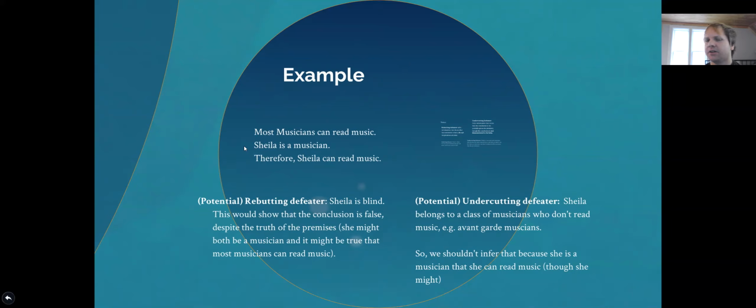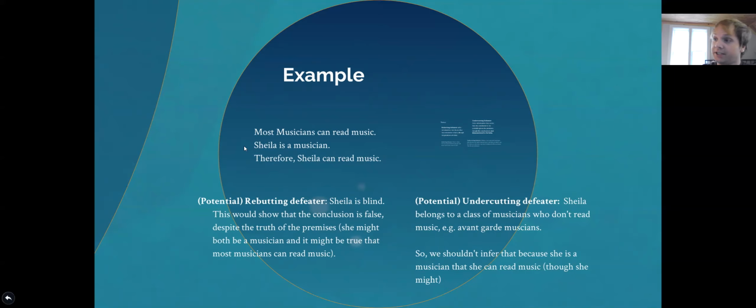Let's suppose, for example, that Sheila's an avant-garde musician, somebody who might value just improvisational music, right? They don't think they should be bound to notes on a page. Instead, they're perfectly comfortable with the idea that they should be able to improvise everything, and so don't require sheet music to perform their work. And so some avant-garde musicians may not engage in the act of reading music at all. Suppose we learn that Sheila's an avant-garde musician.